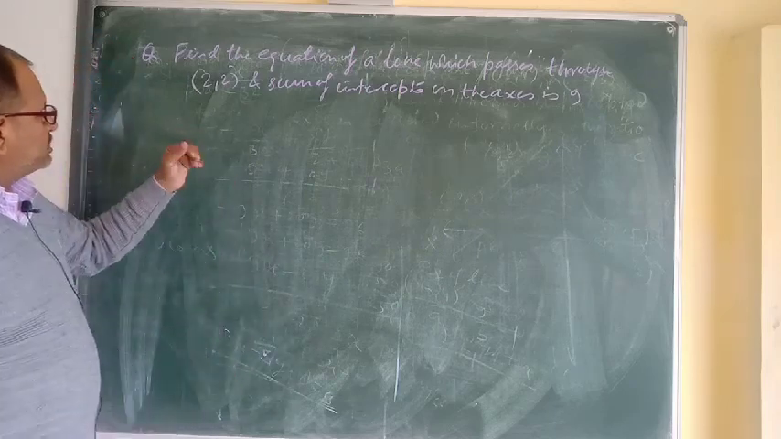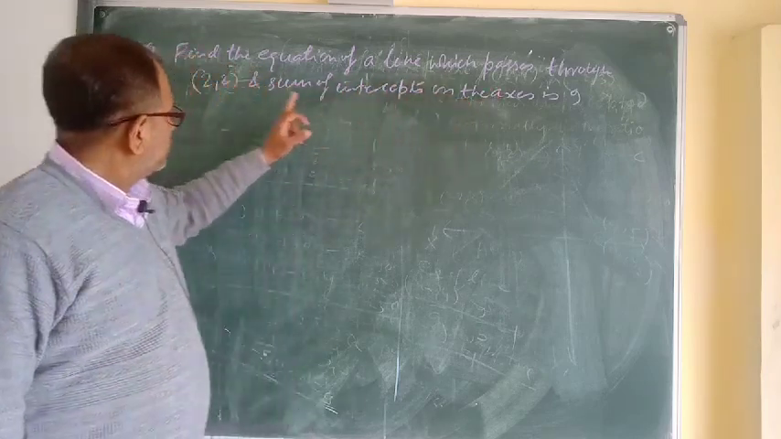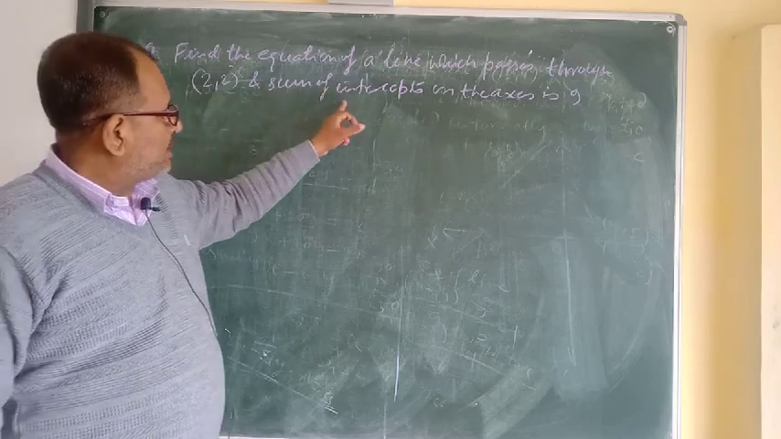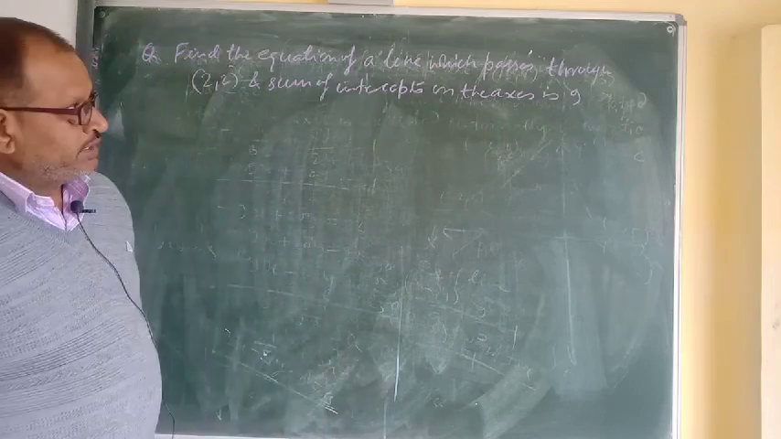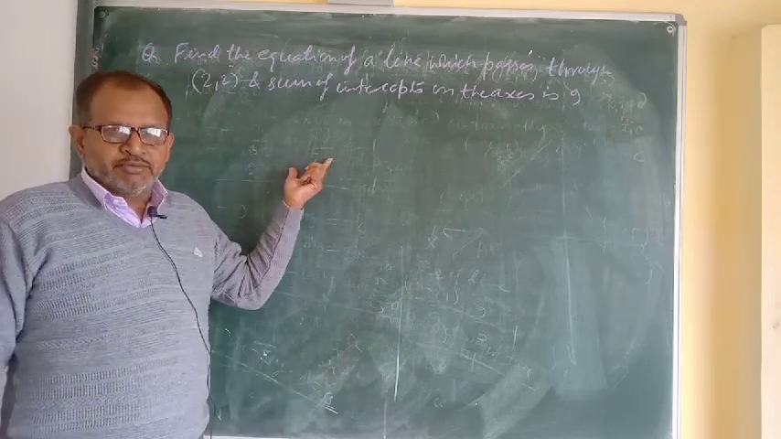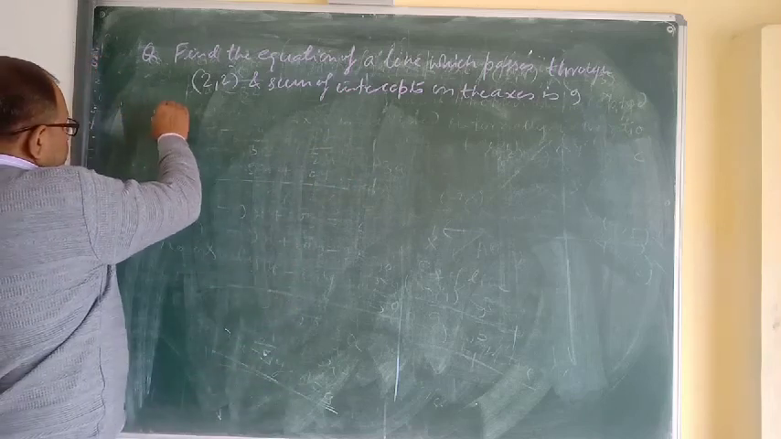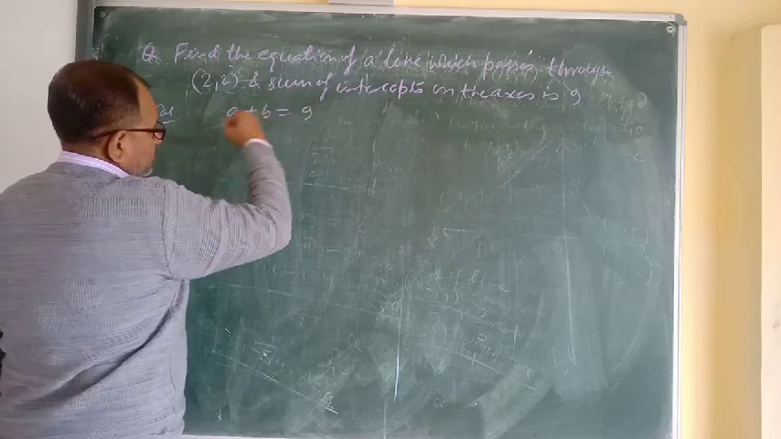See one question: find the equation of a line which passes through the point (2, 2) and the sum of intercepts on the axes is 9. We know that the x-intercept is small a and the y-intercept is small b. So see the solution, it is given a plus b is equal to 9.